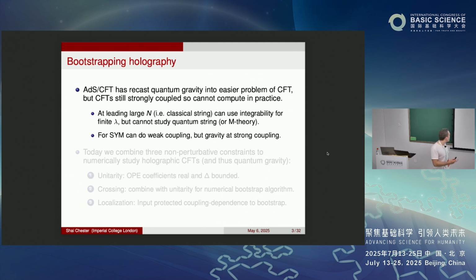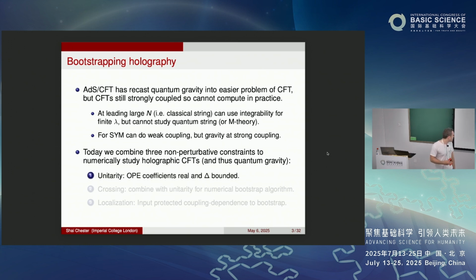Of course, for a gauge theory, you can always study it at weak coupling using Feynman diagrams, like in some of the talks earlier today. But that doesn't really tell you anything about quantum gravity, because gravity is only really manifest at strong coupling. That's the context in which you see Einstein gravity. At weak coupling, you just see some incredibly stringy theory, which doesn't really have any intuitive interpretation. So in today's talk, we're going to combine the three non-perturbative constraints, which I think are the only non-perturbative constraints, in order to numerically study holographic CFTs and thereby non-perturbatively study quantum gravity, thus completing the dream of AdS/CFT.